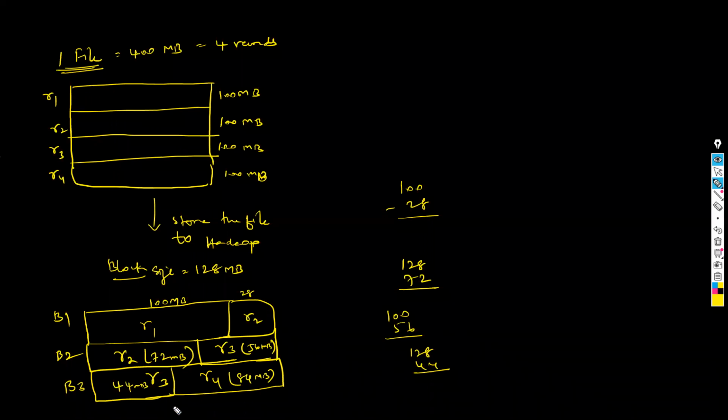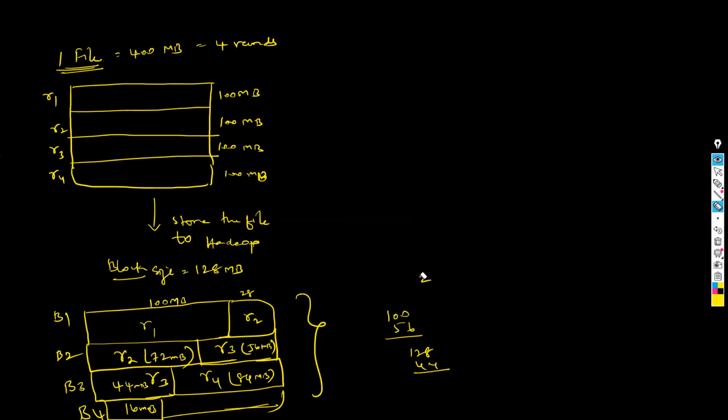So what is left out? 16 MB is left out, and that becomes your block 4. 16 MB is recorded, but the rest will be empty. The block will be generated, but I'll have only 16 MB left out. This is how your blocks are created.